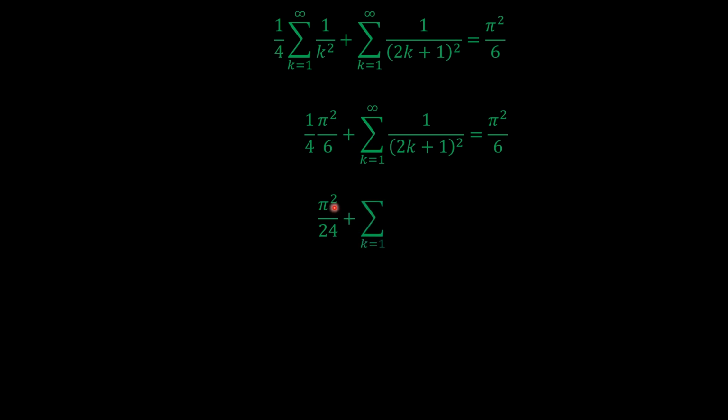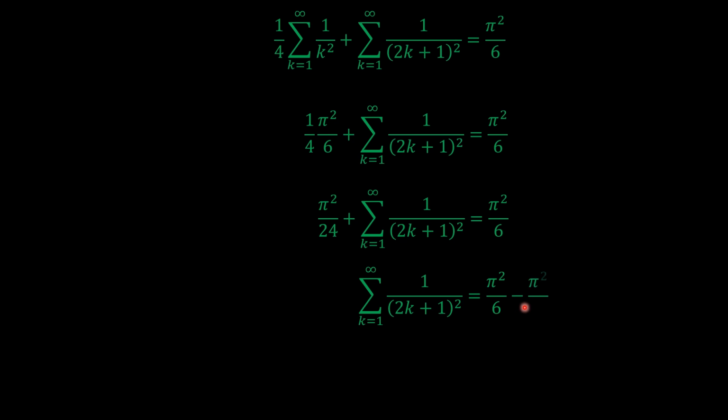And so this is pi squared over 24 plus the odd terms is equal to pi squared over 6. And so the odd terms remain with pi squared over 6 minus pi squared over 24, which is 3 pi squared over 24. Divide 3 numerator and denominator, we have pi squared over 8. So the odd terms add up to pi squared over 8, and the even terms add up to pi squared over 24.